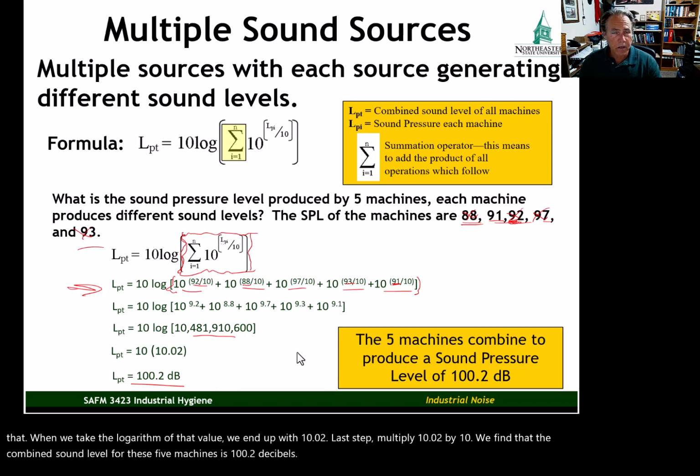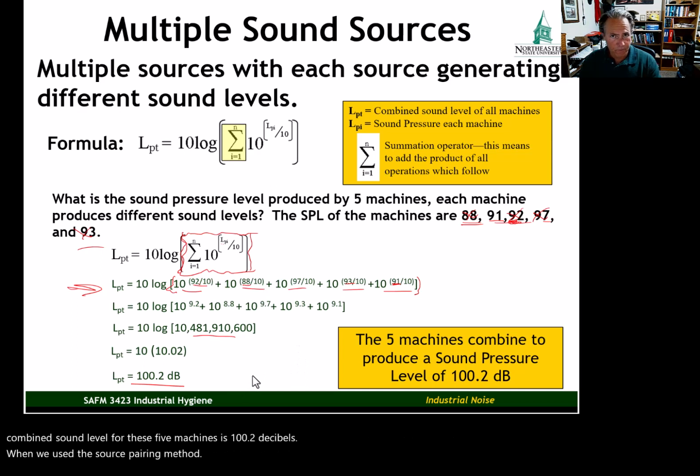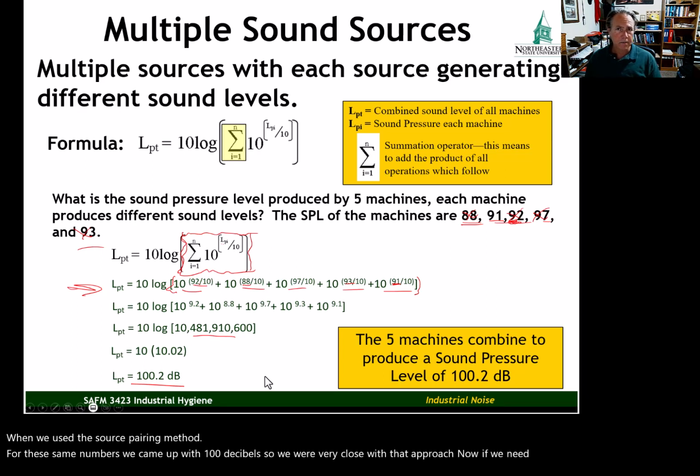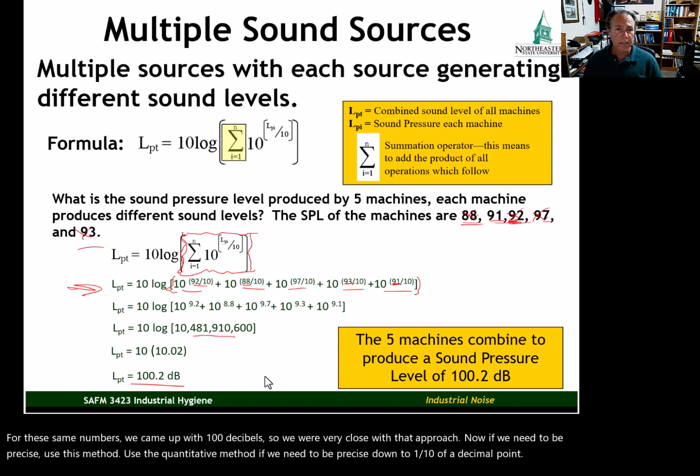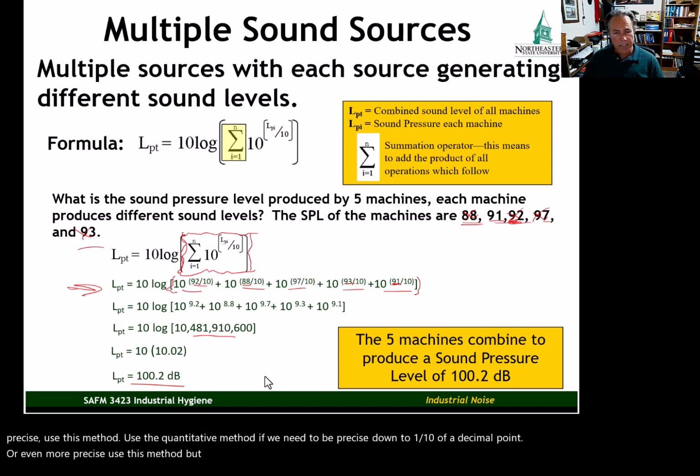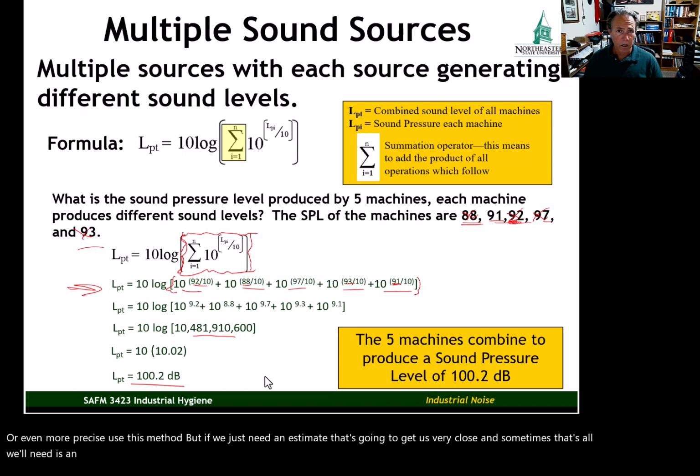When we used the source pairing method for these same numbers, we came up with 100 decibels. So we were very close with that approach. Now, if we need to be precise, use the quantitative method. If we need to be precise down to a tenth of a decibel, or even more precise, use this method. But if we just need an estimate that's going to get us very close, and sometimes that's all we'll need, then you can use the source pairing method. That will get you very close.